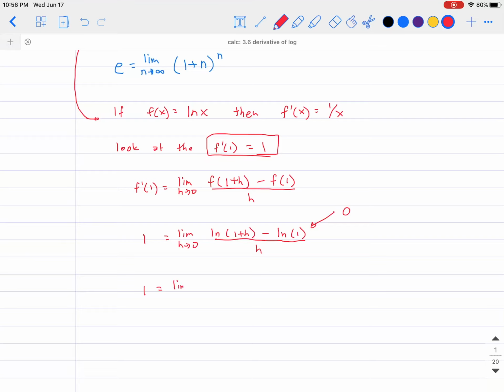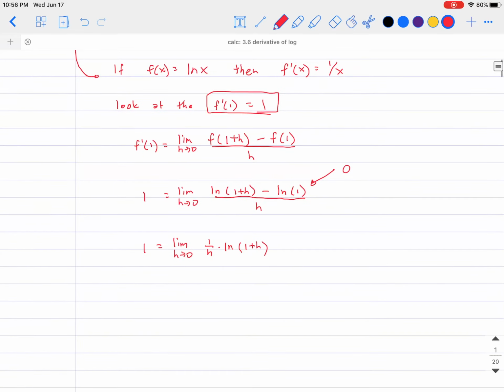1 is equal to the limit as h approaches 0 of 1 over h multiplied by ln of 1 plus h. So what I did was I just rewrote the fraction in a different form, so that you can see it as a multiplying function. The reason I wrote it this way is so that you can use the property of ln to bring in that 1 over h as an exponent. So let's go ahead and take that and bring it inside.